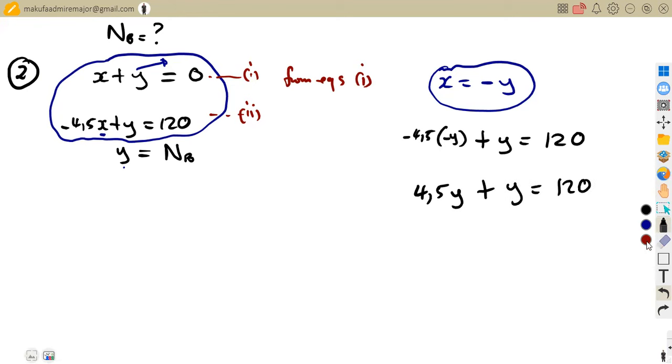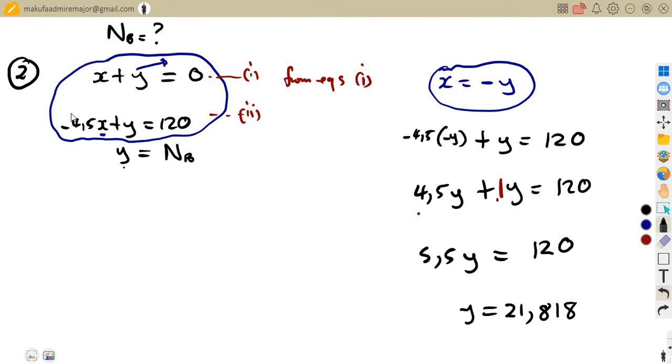So this is same as 1y. So you add 4,5 plus 1, which is going to be 5,5. So 5,5y is equal to 120. Divide by 5,5. What we are going to obtain at the end is the value of y, which is going to be 21, something in this case, which is a positive. So it's going to be 21,818. This is the value of y.